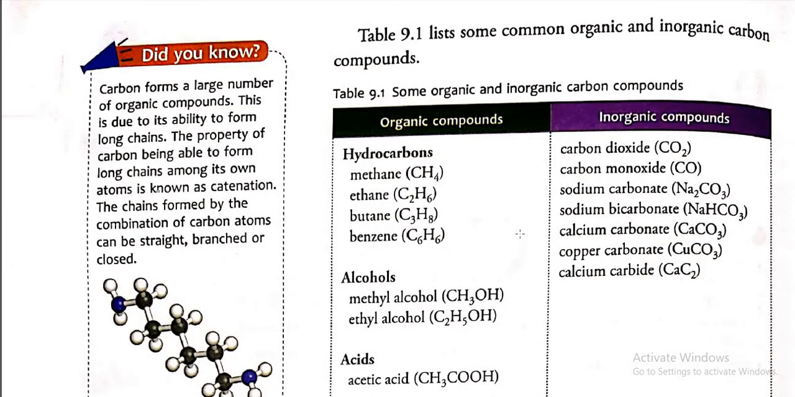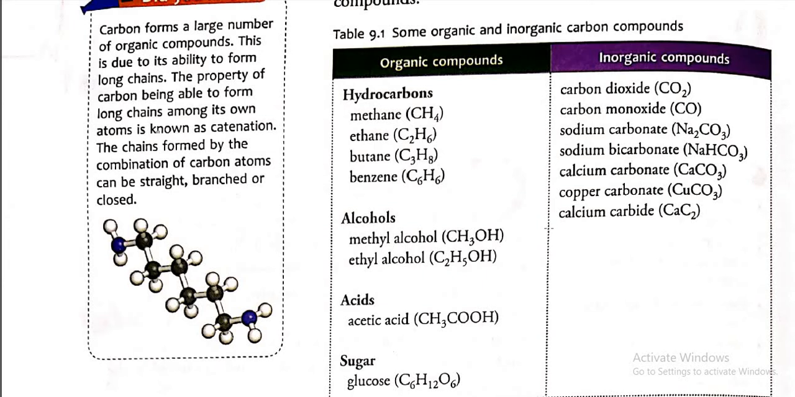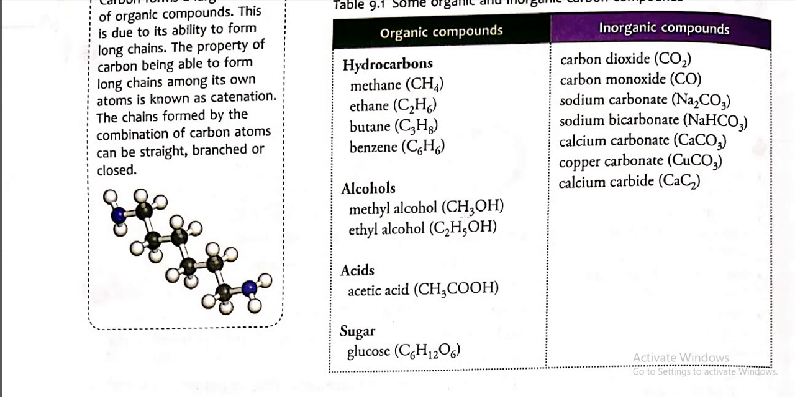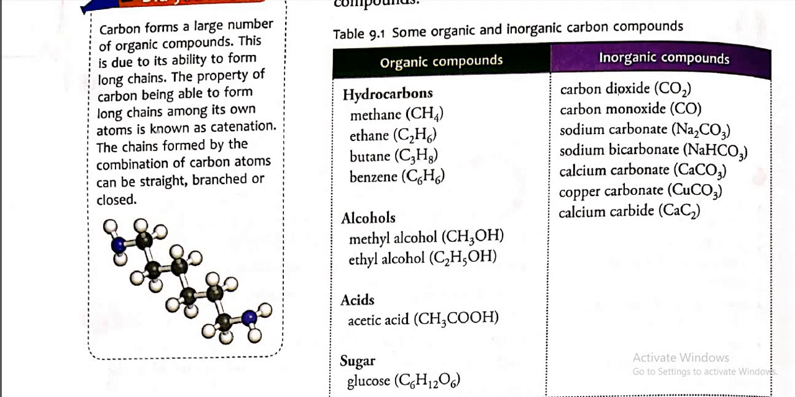Next thing, here we have got the list of the organic compounds and inorganic compounds that are formed of carbon. Hydrocarbons, methane, ethane, butane, benzene, and these are the molecular formulas for this. Similarly, alcohols, methyl alcohol, ethyl alcohol, acids, acetic acid, sugar, glucose, and inorganic compounds we will find carbon dioxide, carbon monoxide, sodium carbonate, sodium bicarbonate, calcium carbonate, copper carbonate, and these are the molecular formulas where we find the carbon compounds.